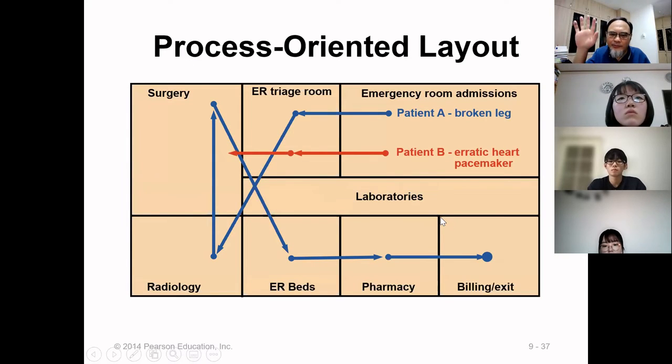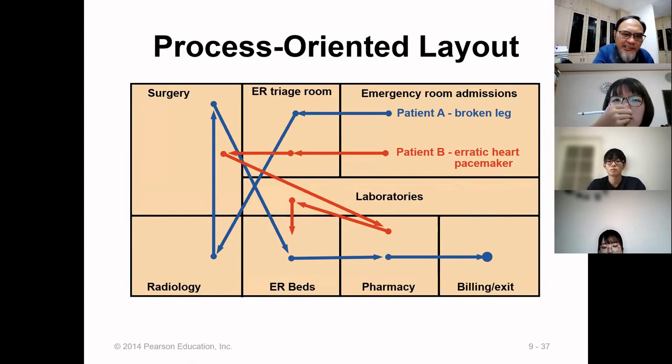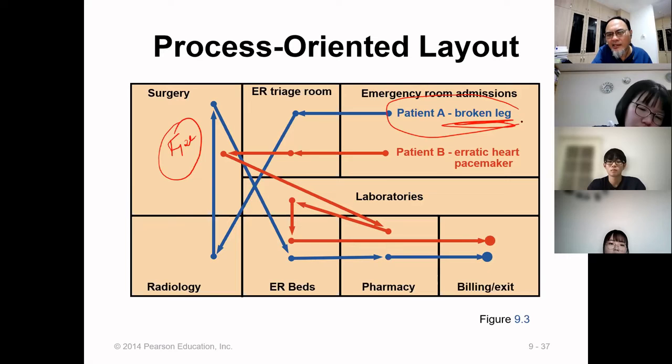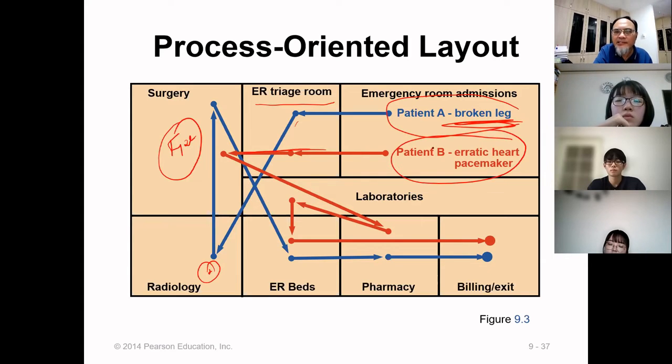In a hospital, except for surgery, which is fixed layout, a patient with a broken leg will have to go to the triage room, then radiology, then probably surgery if needed. So the flow of different patients is different. That's what I mean by process layout. Same as in a car workshop: a car will have a different kind of maintenance, so it will have to go through different steps. This is what you call process layout.